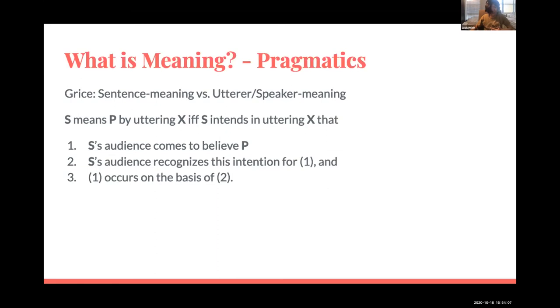Paul Grice came up with a precise definition that's kind of interesting, but it basically captures the idea that when a speaker S means something, P, by saying X, it's because they're trying to convince their audience to believe P, and they're trying to make their audience aware of this effort to convince them.